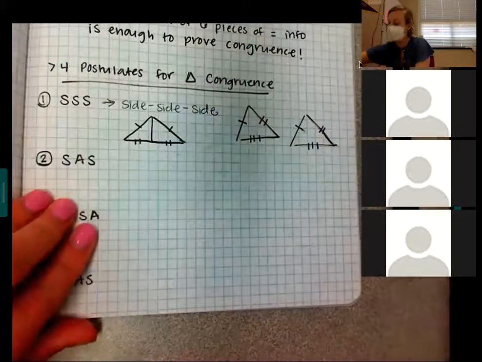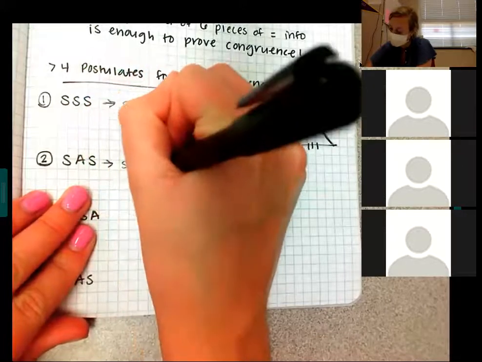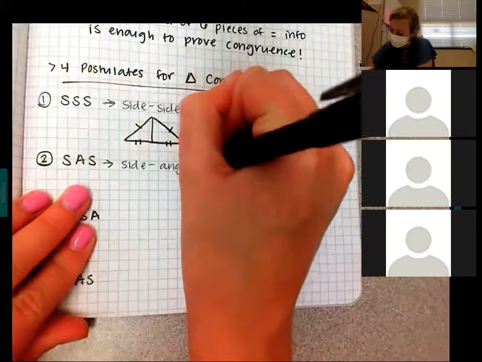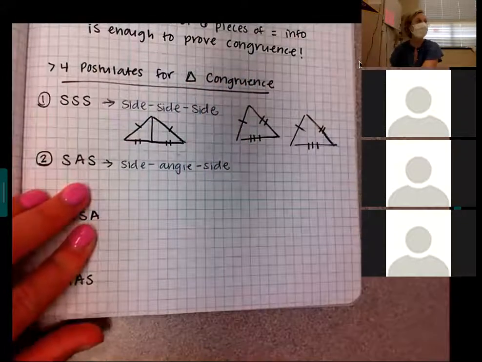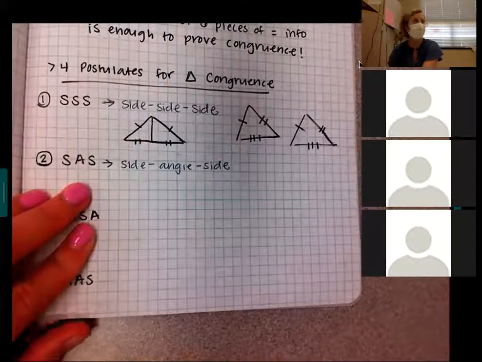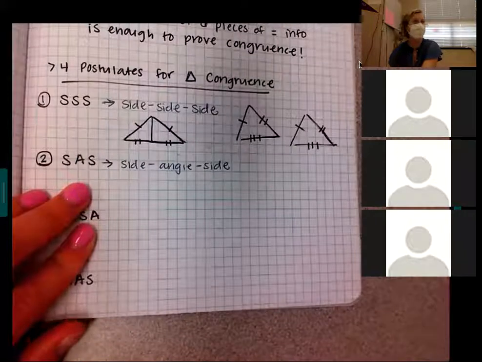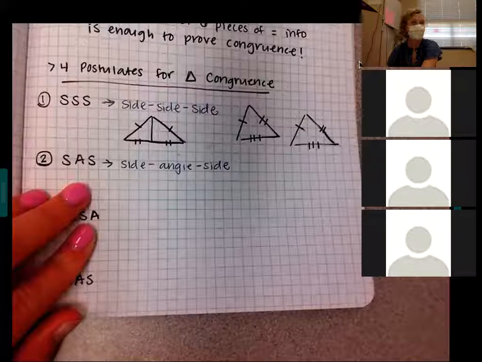Okay, what do you think SAS stands for? Side, angle, side. And let's talk about this really quick. The angle is in between the two sides, correct? If you try to put it on the outside, that's going to spell ASS, not a rule. Even if you put it on the right, that's SSA, that's just backwards, still not a rule.